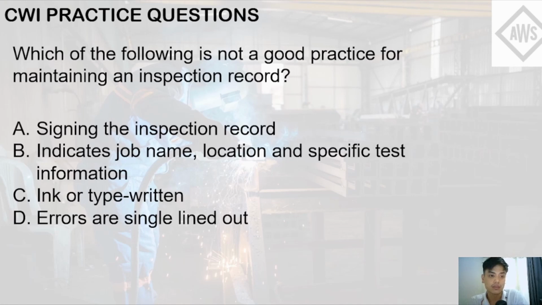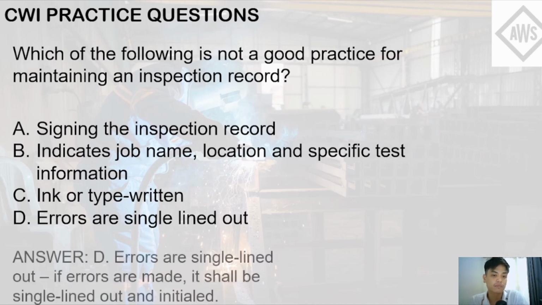And it needs to be in ink or typewritten. Errors must be single lined out, and what is missing in this choice is that it needs to be initialed. So if errors are made in the remarks in the inspection records, they must be single lined out and initialed by the one who did it. Basically, it is the welding inspector that made those remarks. So if he has errors on it, he needs to initial them as well.